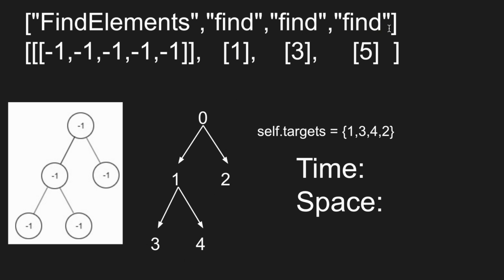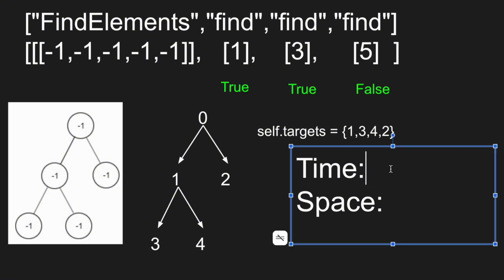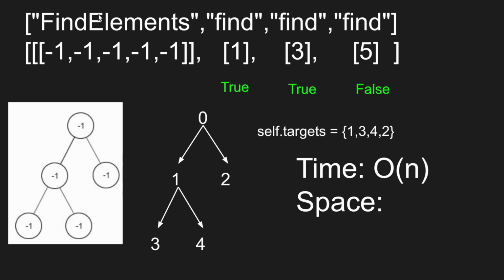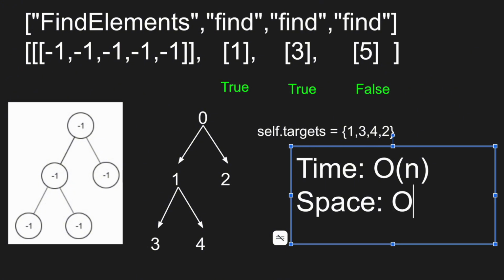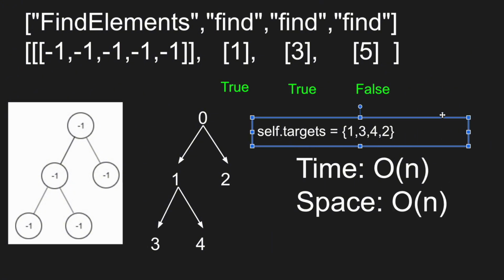Now we come to these calls. 1 and 3 are in the set, so return true. 5 is not in the set, so we return false. The time complexity will be O(n), where n is the number of nodes, because in the constructor, where we have to search and recover this tree, it can take up to n time. The space complexity will also be O(n) because of this target set that we made, which can take up to n space.